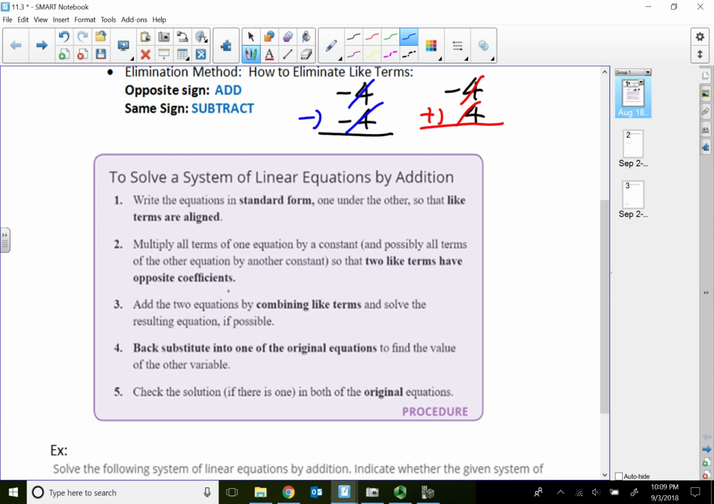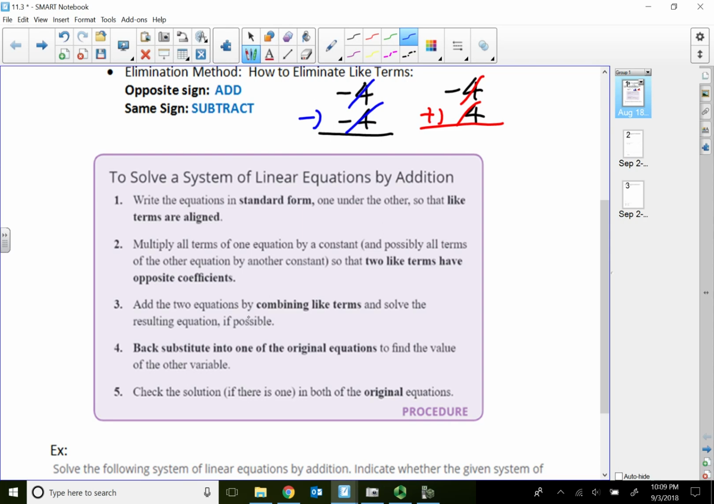For step number 2, I actually do not try to make them into opposite coefficients. As long as they have different signs, I will add them to eliminate. If the two coefficients have the same sign, we will subtract. The textbook is trying to show us the addition method, which simply means when the two coefficients have different signs, we add them.